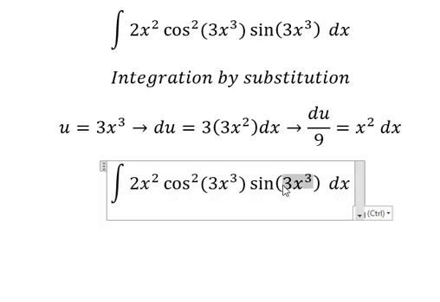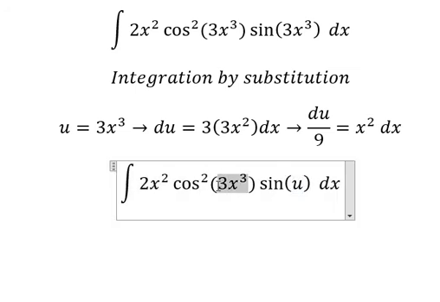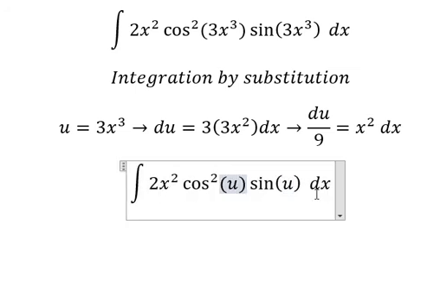This one we change to u. 9s squared ds we change to du over 9.